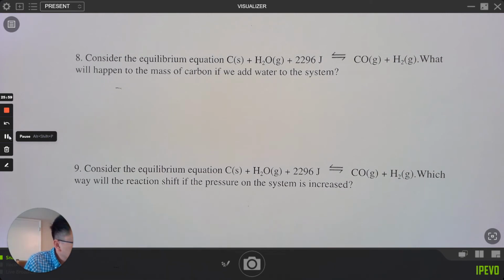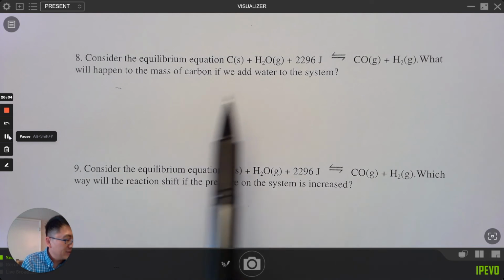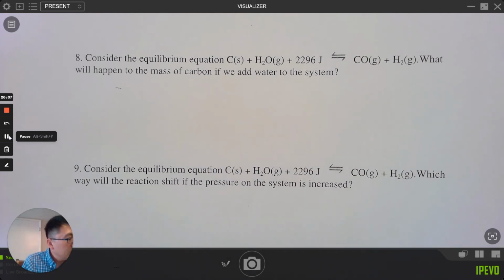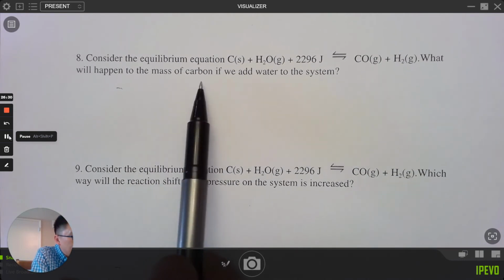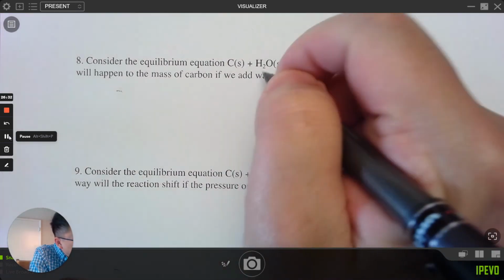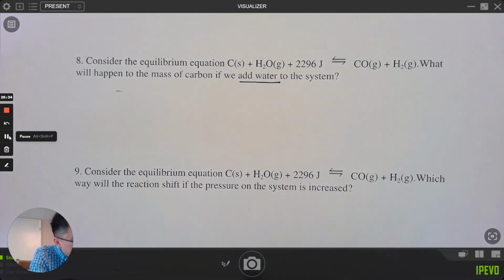Consider that equation. They're all the same equation, I just realized. Given that equation, what happened if carbon was added to the system? What happened to the mass of carbon? Oh, sorry, I'm reading the question wrong. We didn't add carbon. What happened if we add water? Okay, so we're adding water.